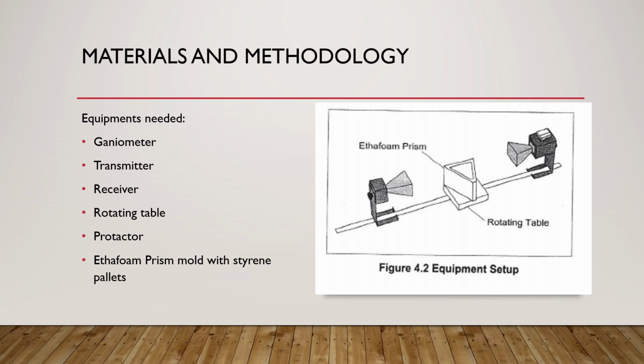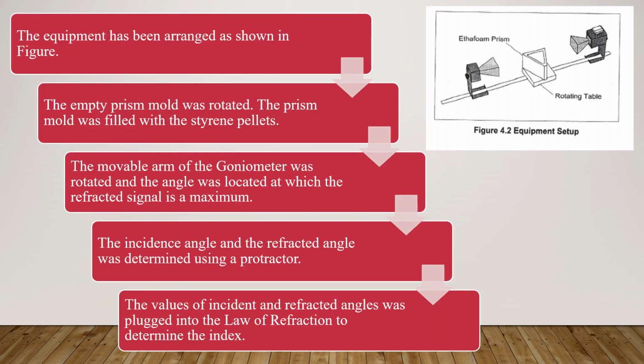So the equipment needed for this experiment is a goniometer, transmitter, receiver, rotating table, protractor, ethafoam and ethafoam mold, and a prism mold with styrene pellets. What we have to do in this experiment is arrange the equipment just as shown in the figure.